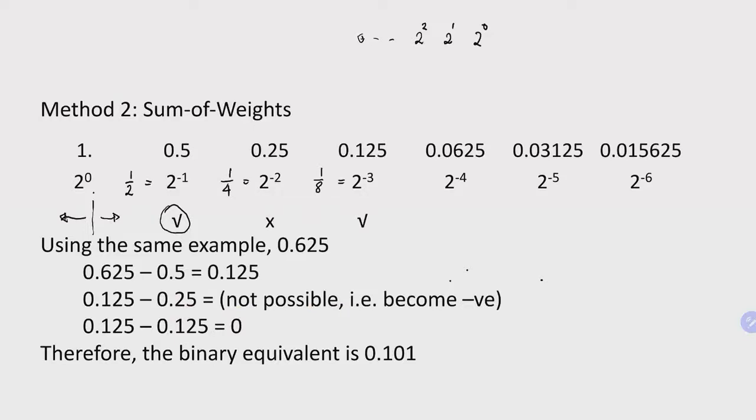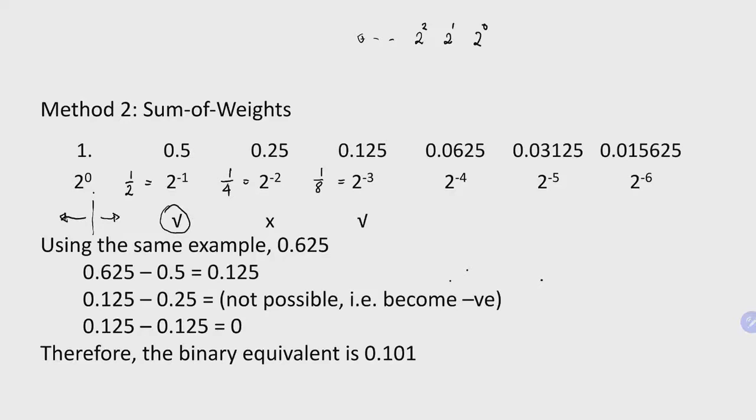And then the third one, 0.125. That's okay, you can subtract that, and that equals 0. So again, I put a tick there. This term you can subtract, this one you can't, and it has already become 0, so we don't go any further. The binary equivalent will be: the one that has a tick will be 1, and the one that I crossed out will be 0. So it's 0.101. Okay, so this is another method of converting from a decimal fraction to a binary fraction.